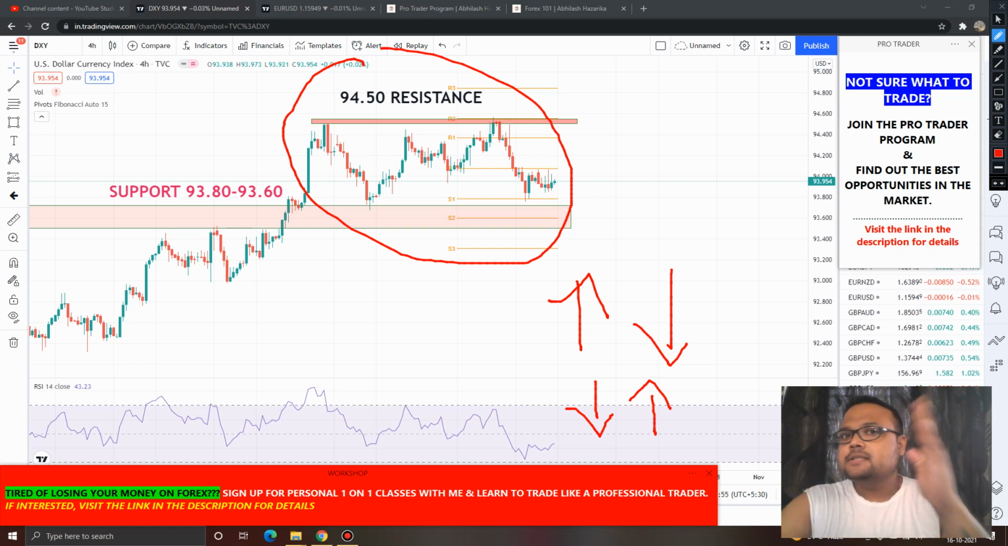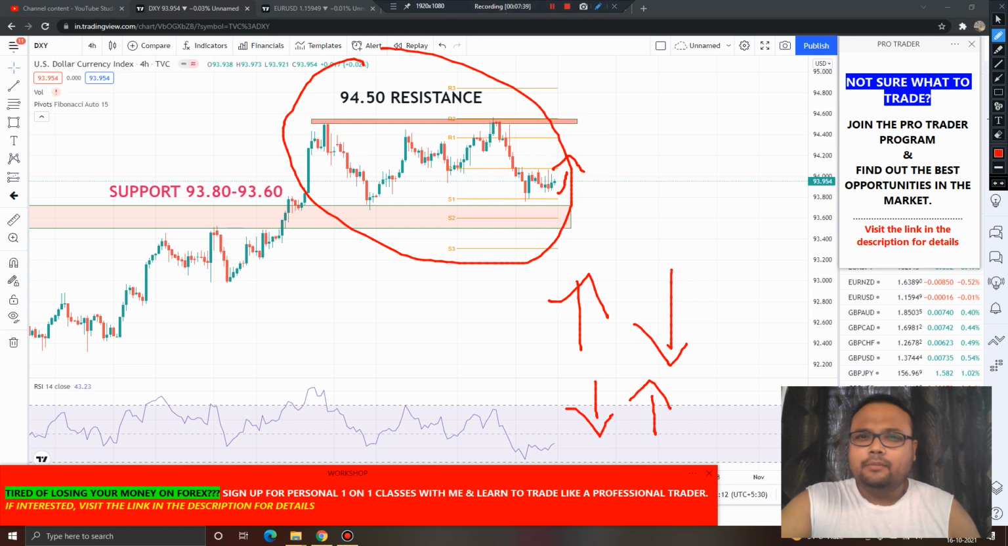Euro USD, just make sure that US dollar is in uptrend, or dollar is going up, taking support from here. That will be an additional confirmation for your trading. Do not short Euro USD if you find US dollar also going down. That will be a quite risky trade for you.